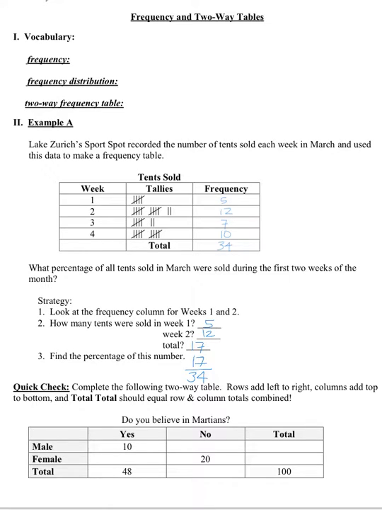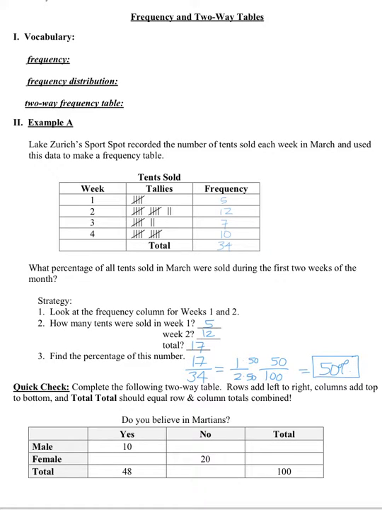If you recognize, we can divide both the numerator and denominator by 17, which gives us a half. And then if you recall, percents have a denominator of 100. So if we wanted to get that equivalent fraction, 2 times 50 would equal 100, and 1 times 50 equals 50. And so the percentage of tents that were sold in the first 2 weeks turns out to be 50% of the total tents sold.